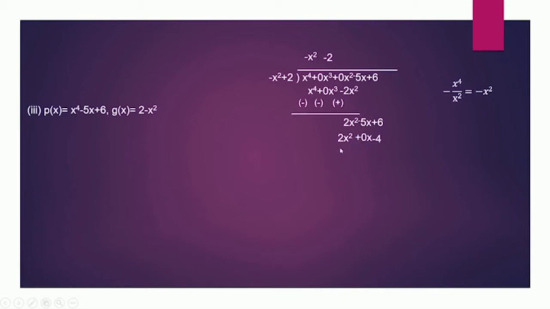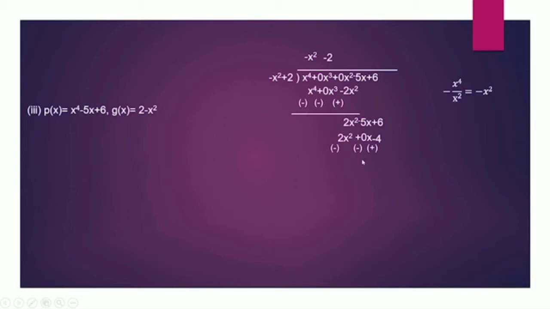Now we need to subtract 2x square plus 0x minus 4 from 2x square minus 5x plus 6. So at present here it is plus. After subtracting, this will become minus. Same here also. At present it is plus. After subtracting, this will become minus. Here it is minus. After subtracting, minus into minus will become plus. We can write it like this.